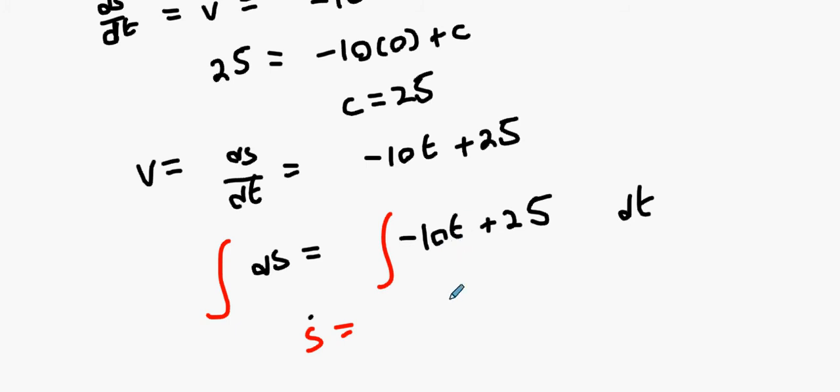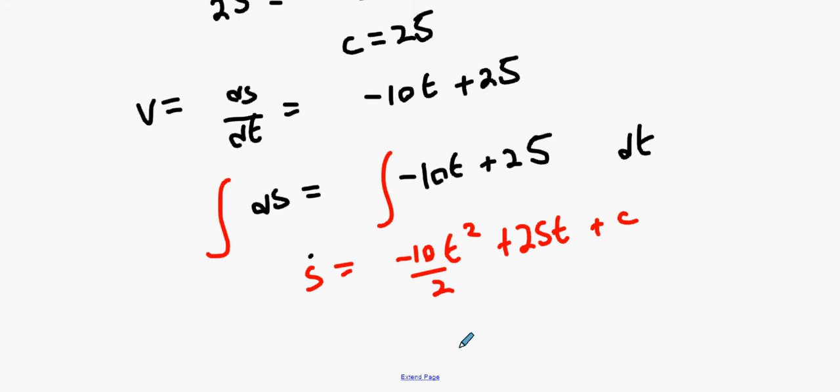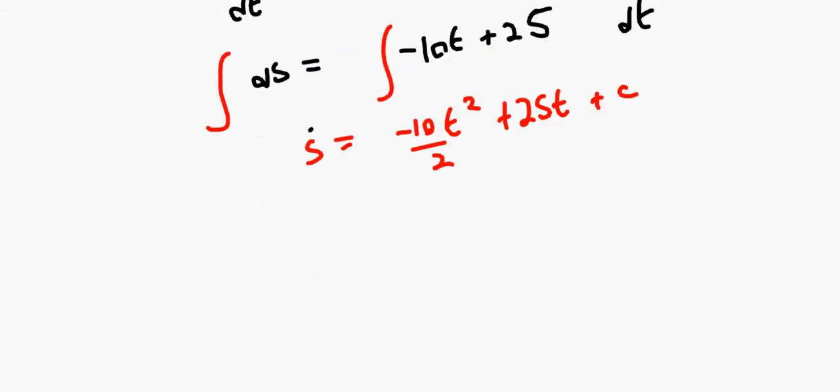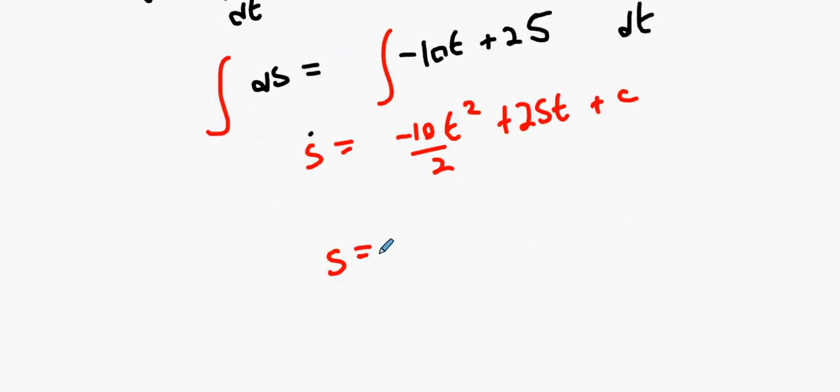add 1 to the power, isn't it? Divide by the new power, and then add a constant at the end. So what am I going to end up with here? S equals, oh, for God's sake, S equals minus 5t squared plus 25t plus c. We cool with that?